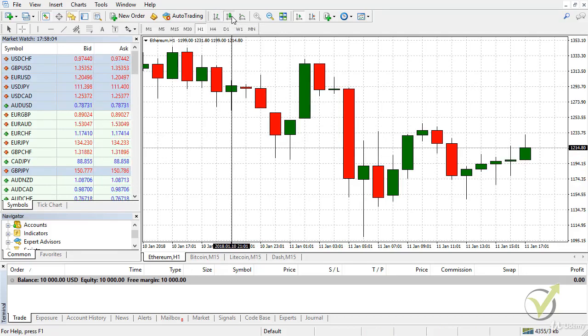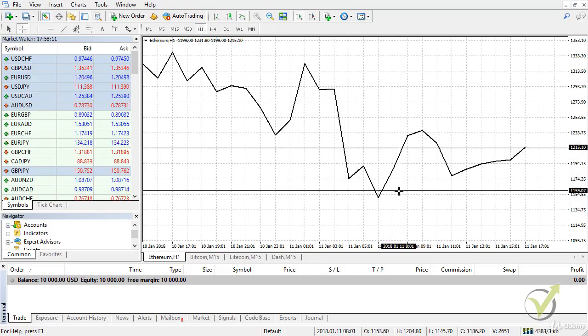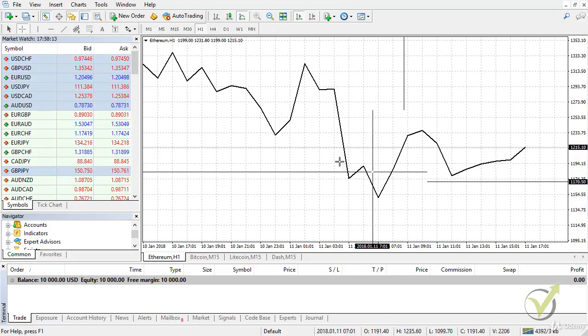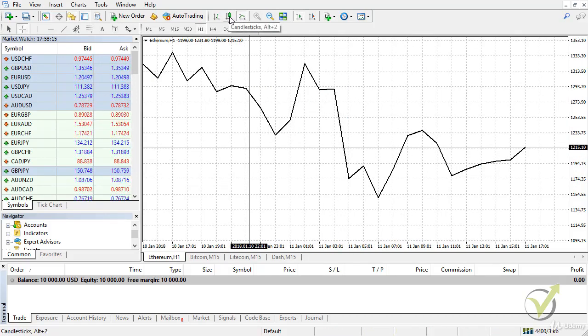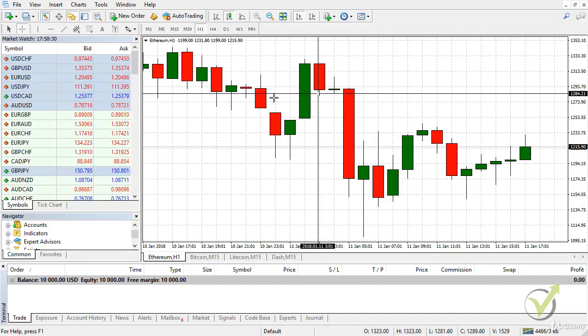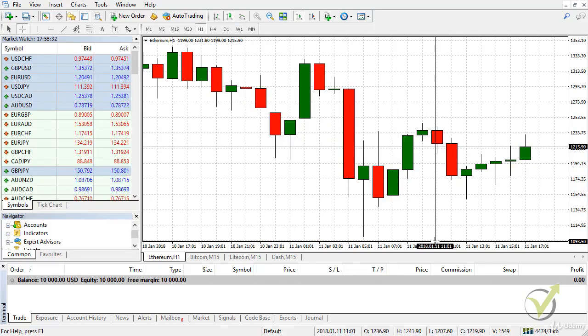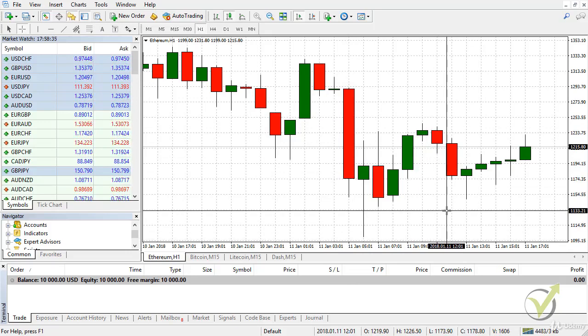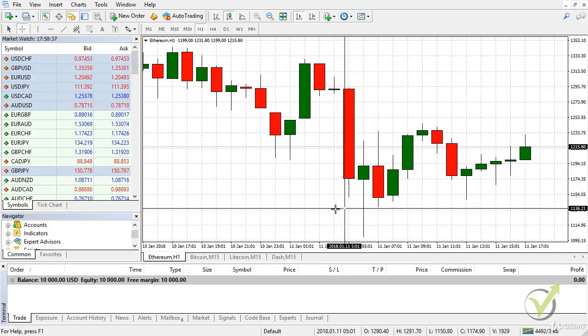Obviously there are other types of charts. There are two lines that are representing the bid and the ask price. There are Renko charts which actually ignore the time. We have some great strategies as well with the Renko chart, but the most common one I can say is the candlestick, because it's much more visual and it's much easier to use.